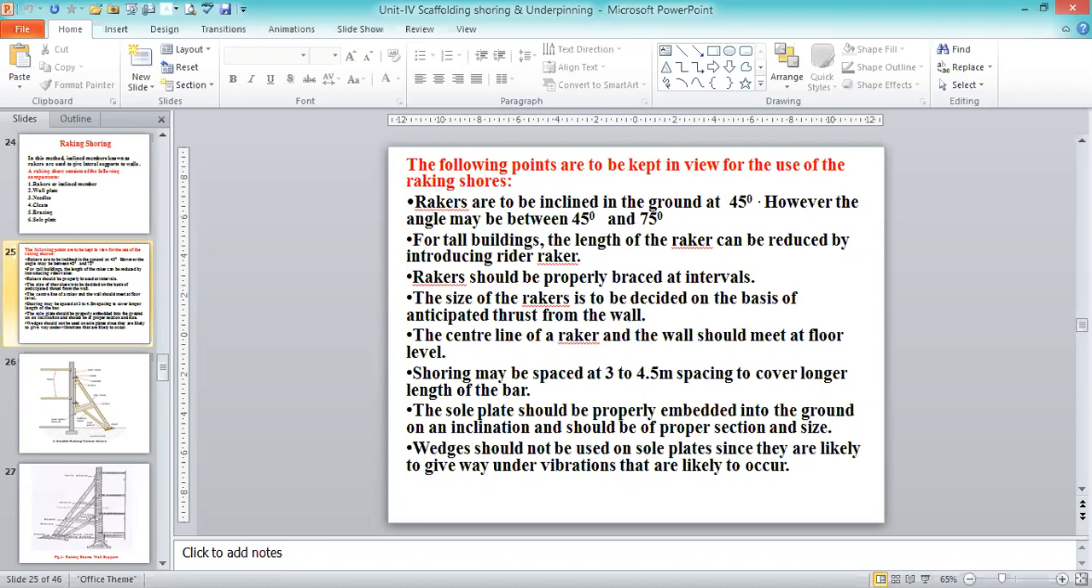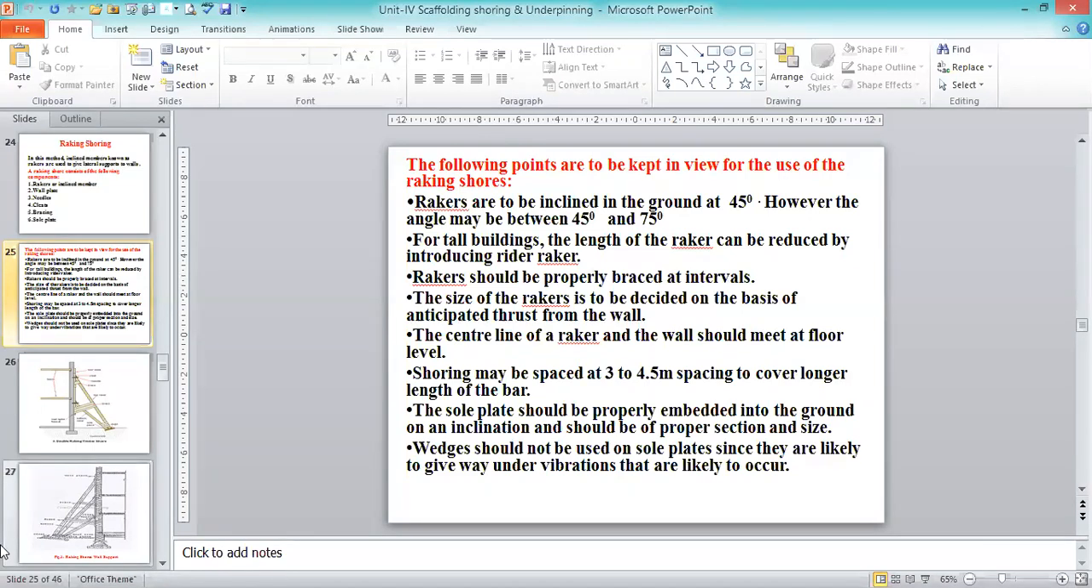Wedges should not be used on sole plates since they are likely to give way under vibration that is likely to occur. Skidding is going to occur and your support is not going to be rigidly fixed. That's why we are going to provide the spike. Spike means we provide the bolt and nut, or otherwise nails are inserted, which we call spikes. So this is about that.